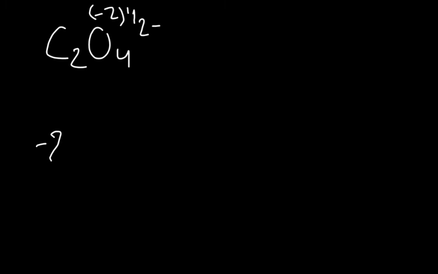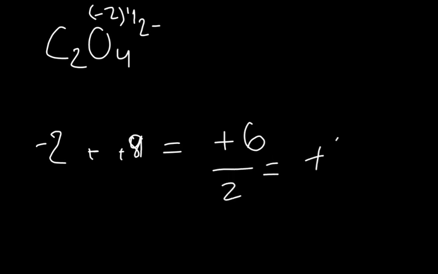So again, we have C2O4 2-. We know oxygen's oxidation state is -2. We multiply by 4. So we take the total of the entire compound, we subtract that of oxygen, and we get +6. But since we have 2 carbon atoms, the oxidation state of each individual carbon atom is +3. There you go.